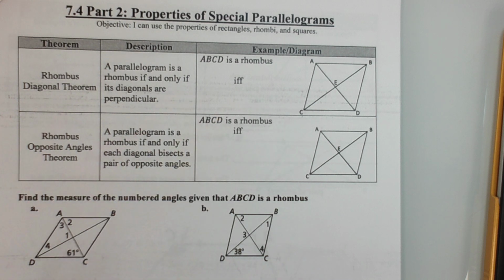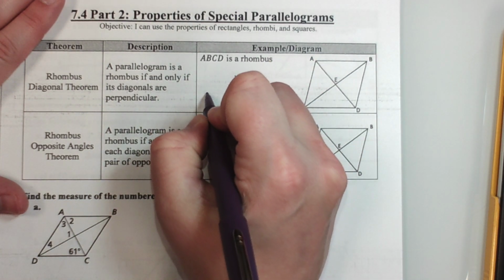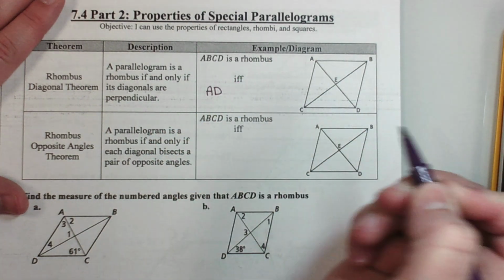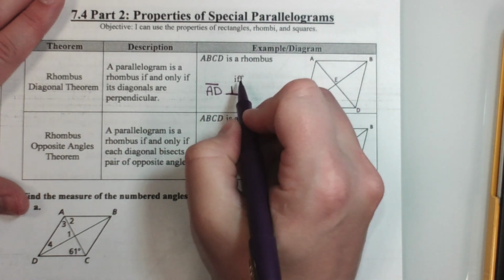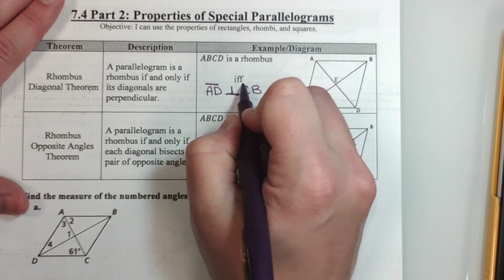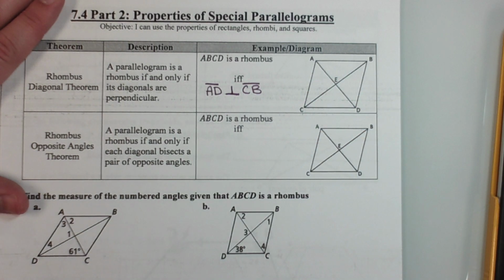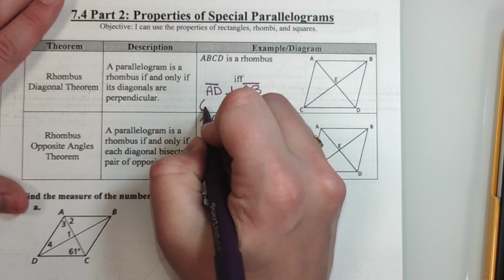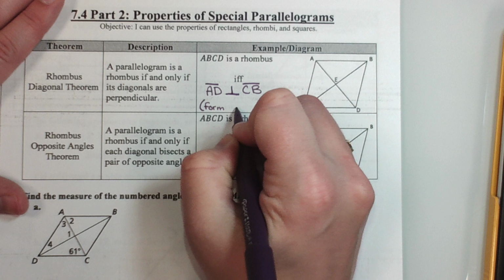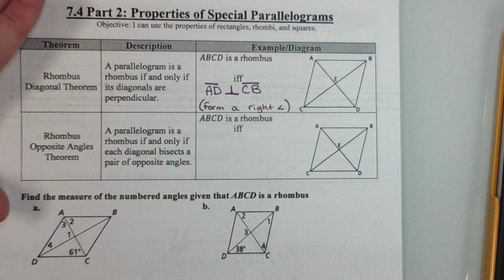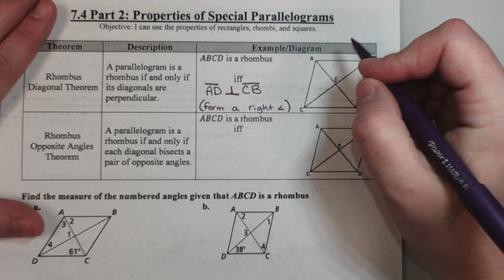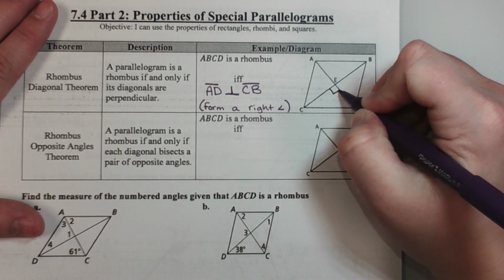So, ABCD is a rhombus if and only if. Now, the key thing, the actual theorem itself says AD is perpendicular to CB. That means these diagonals are perpendicular. The key thing that you're going to need, though, is that it forms a right angle. In other words, this right here is a right angle.